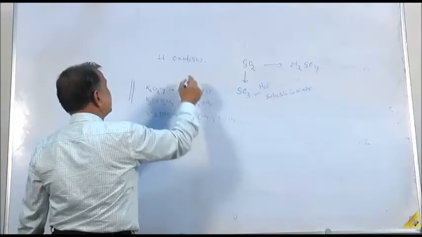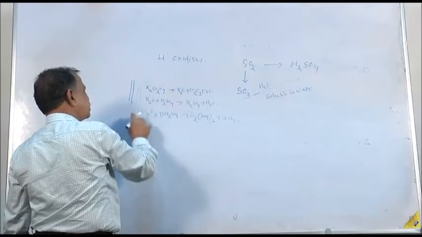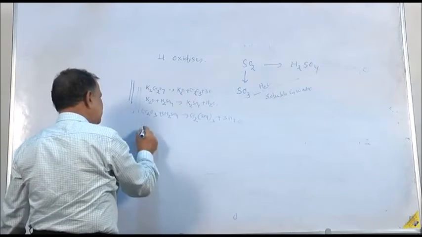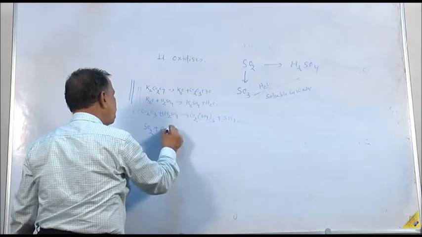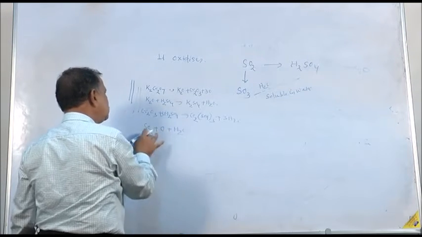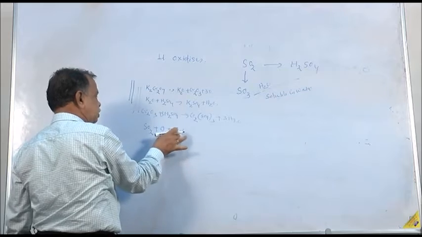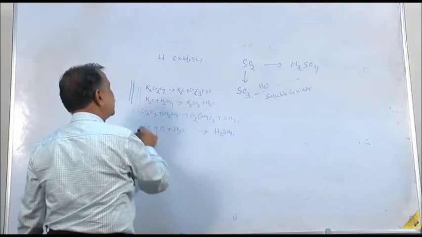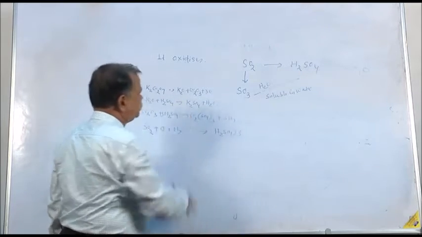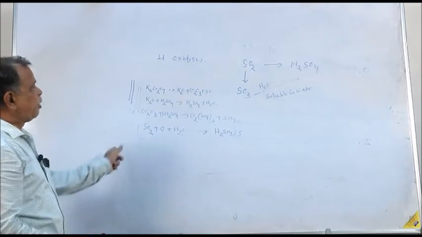Now the difference is here, SO2. These three reactions are the same. The last reaction will be SO2 plus O plus H2O, because sulfur trioxide is soluble in water forming H2SO4. Multiply this by 3 and add. This is the balanced equation.